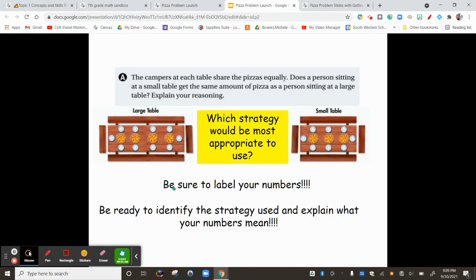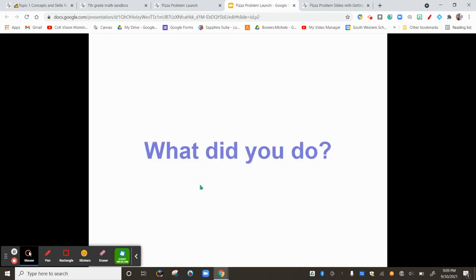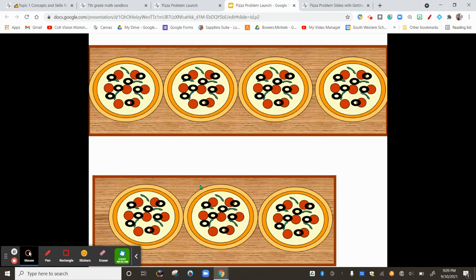And one way to show your strategy, because you probably have an idea of what you think the answer is, but you want to make sure your numbers make sense. Because what we want to be careful about is if we're just dividing. If all you did was divide, then you may or may not have gotten the right answer. So let's try it differently. Let's look at the tables. So here's the large table at the top and the small table at the bottom.